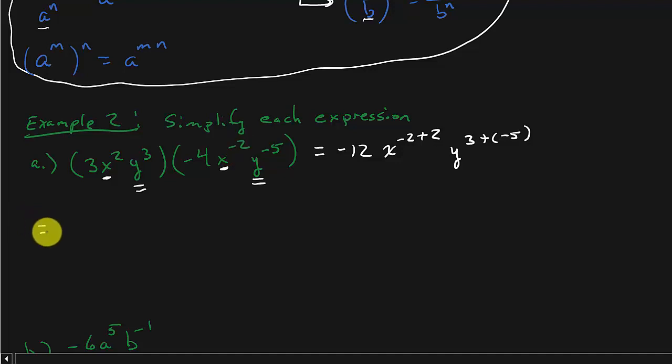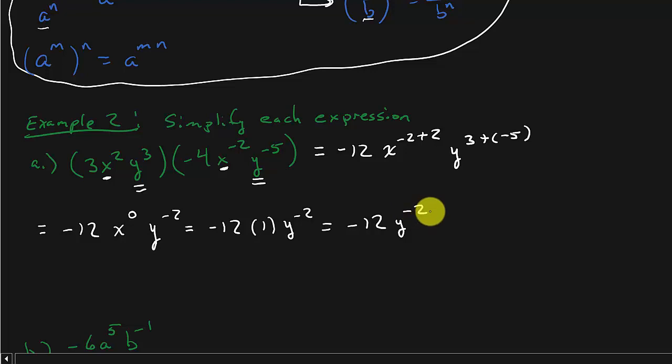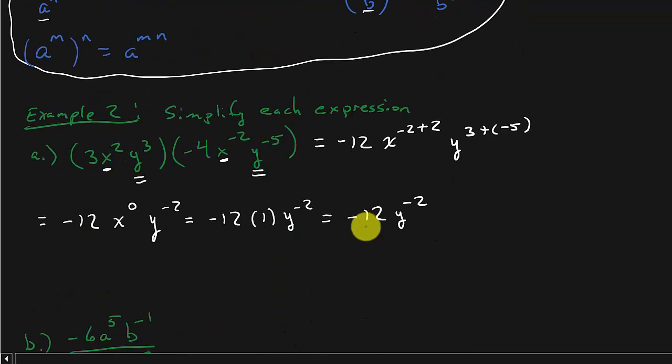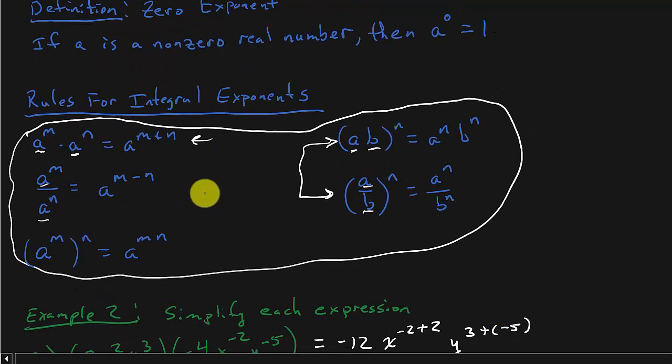All right. So now we've got what? Negative 12 times x to the 0, negative 2 plus 2, times y to the 3 plus negative 5 is negative 2. And so this is negative 12 times, and x to the 0 is 1, times y to the negative 2. And then that's what? Negative 12, y to the negative 2. Okay? So I've done everything I can. So you see, none of these properties here apply anymore. There's nothing else I can do with this negative 12 y to the negative 2. There's nothing else I can do with these rules of exponents.